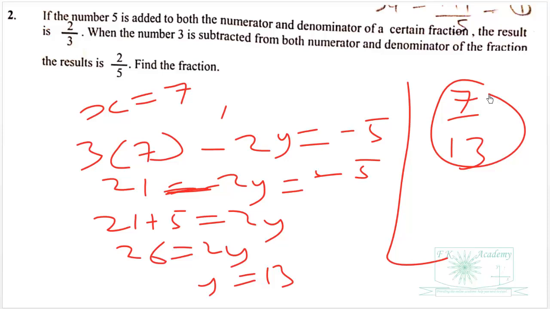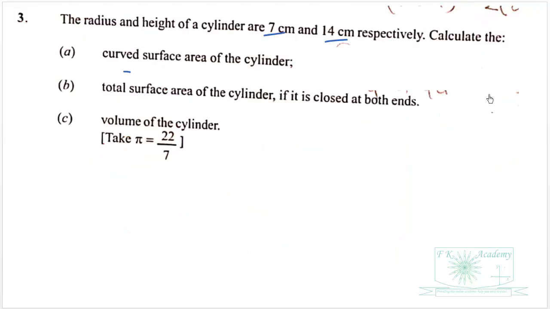Let's look at question number 3. The radius and height of a cylinder are 7 centimeters and 14 centimeters respectively. Calculate the curved surface area of the cylinder. We are also to find the total surface area of the cylinder if it is closed at both ends, and the volume of the cylinder.